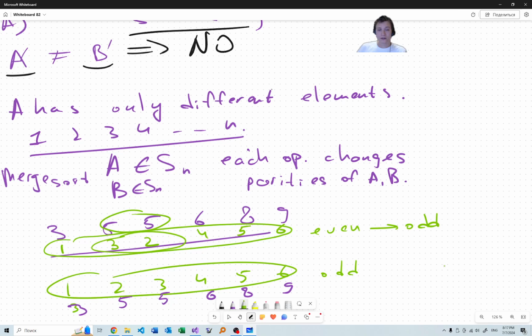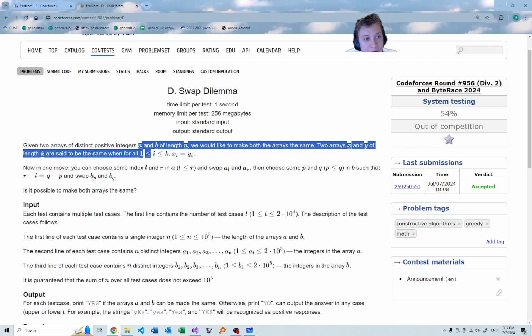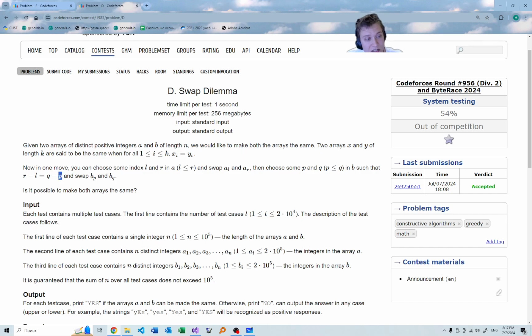Therefore, if you have two equal elements, you can always make the same parity of both permutations. And after that, you can make them equal. Okay, this all works if we ignore this condition.